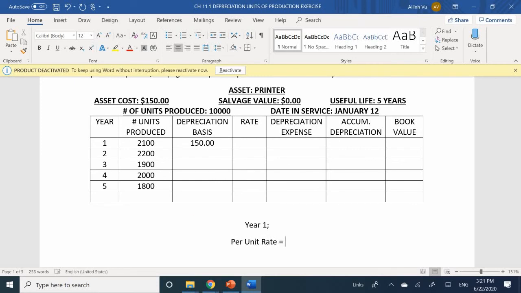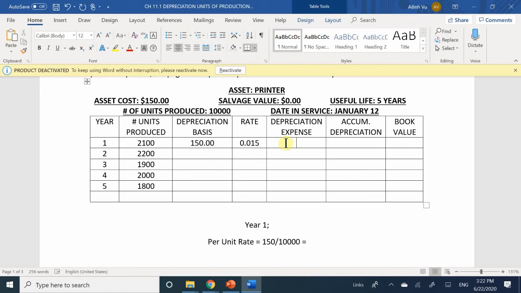The per unit rate is going to equal what? What is my depreciation basis? 150. Yes. Okay, and what am I dividing that by? 2100. Not 2100. That's how much you produced that year. What is the total number of estimated units for the entire life? Oh, the 10,000? 10,000. There you go. Tell me what that number equals. 0.015. Yes, that is correct.